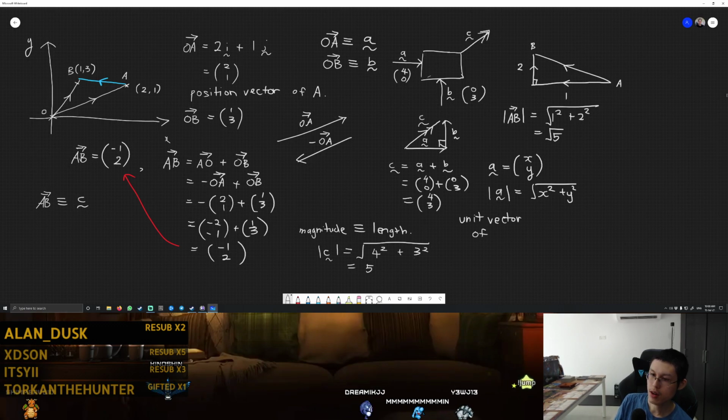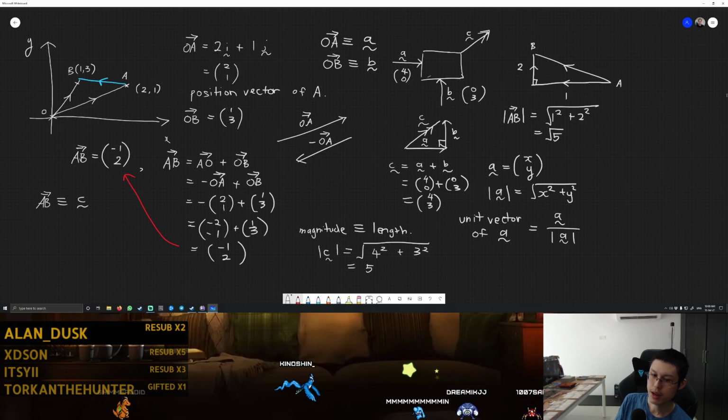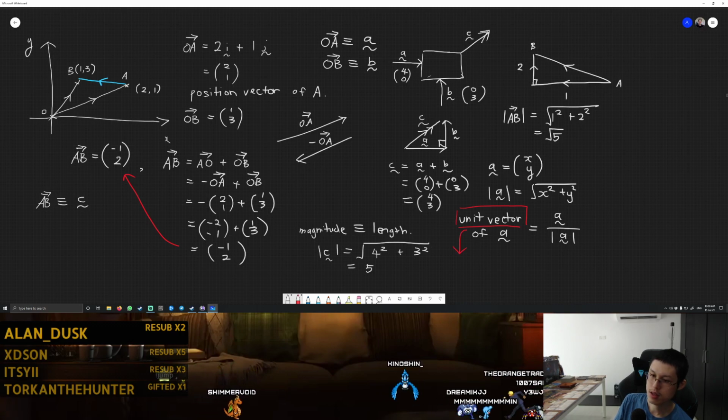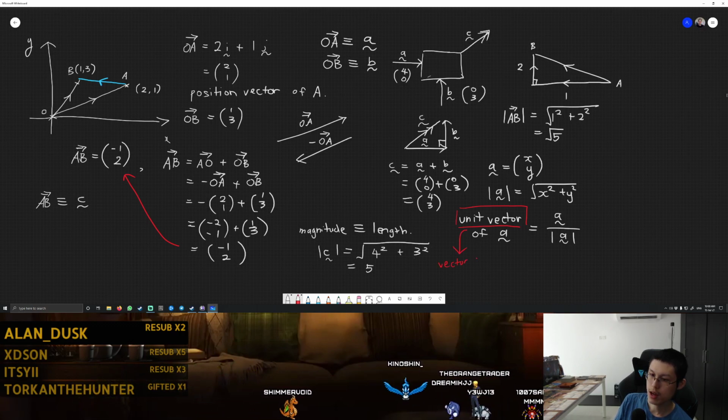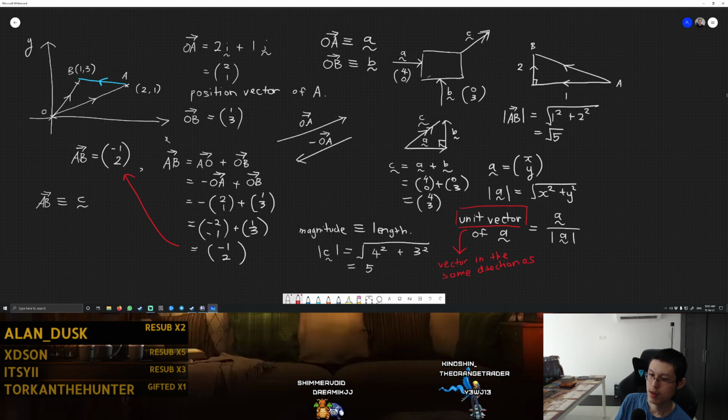So the unit vector of A is going to be A divided by the magnitude of A. So what exactly does the unit vector mean? The unit vector is the vector in the same direction as A but with a magnitude of 1.